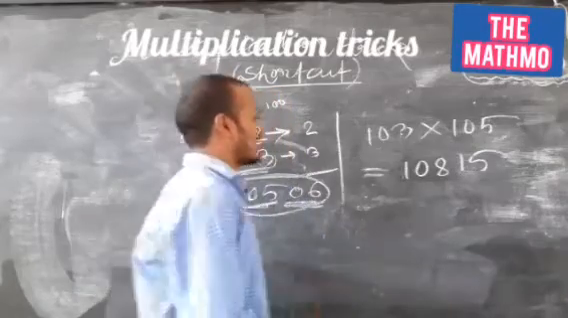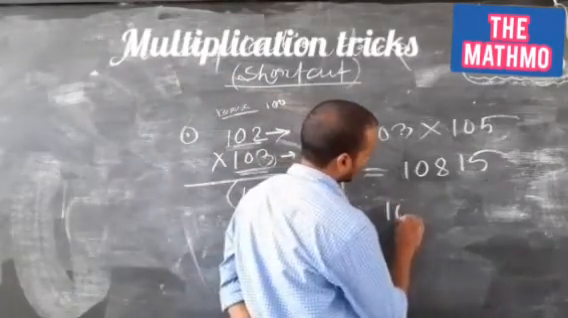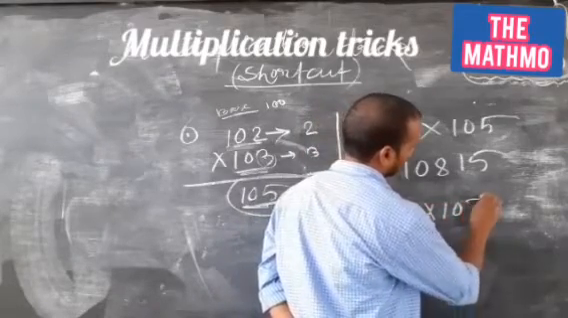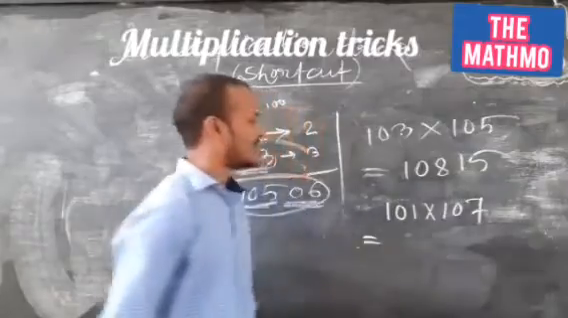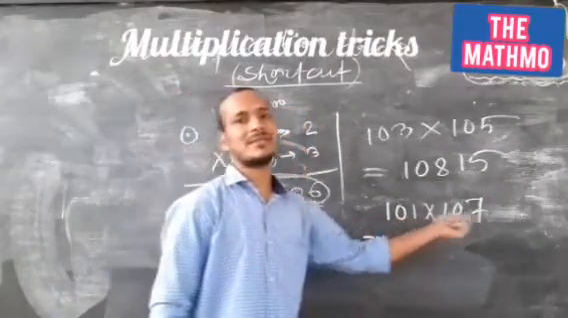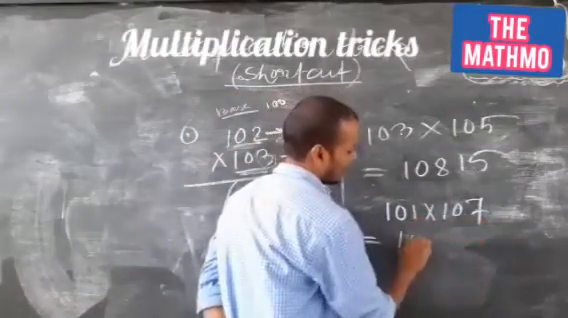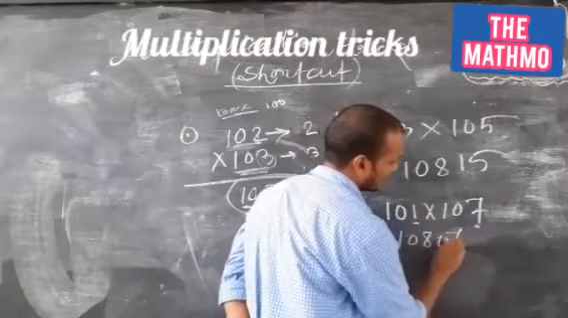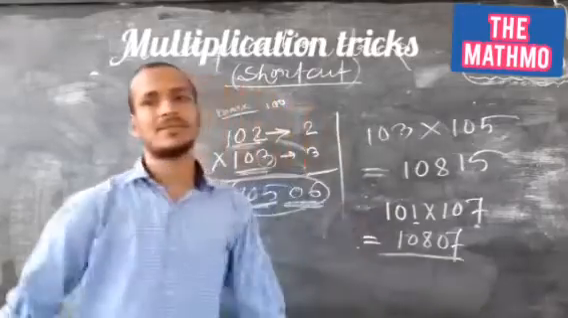Let us see one more example. 101 and 107. So this one extra, just add it to this number or this one to this number, it will be 108. And 1 into 7 is 7. Put it in 2 digits, 0, 7. And that's your answer.